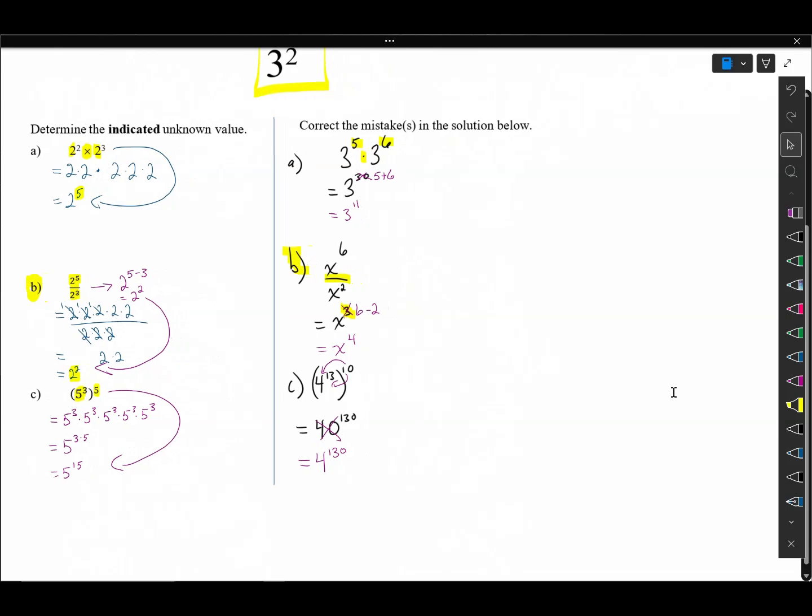So you have now seen some mistakes. You have now seen them broken down. I trust you can work through some practice problems. Nice work.